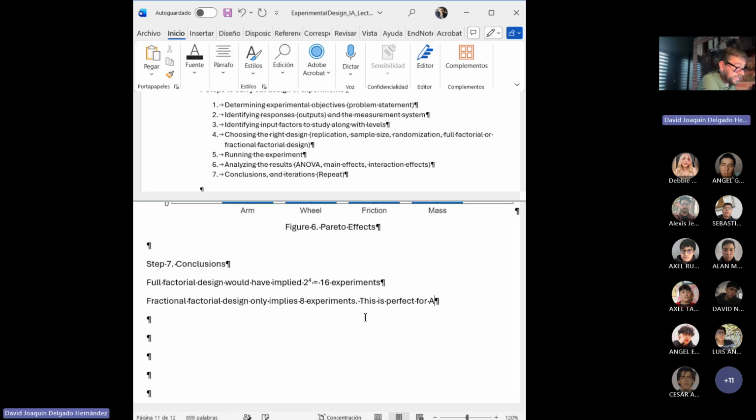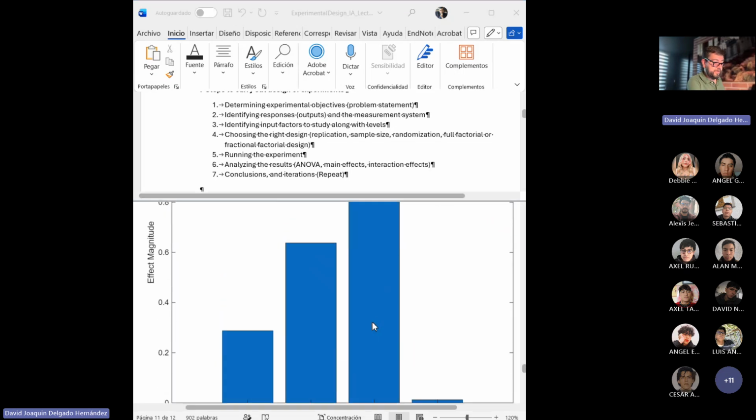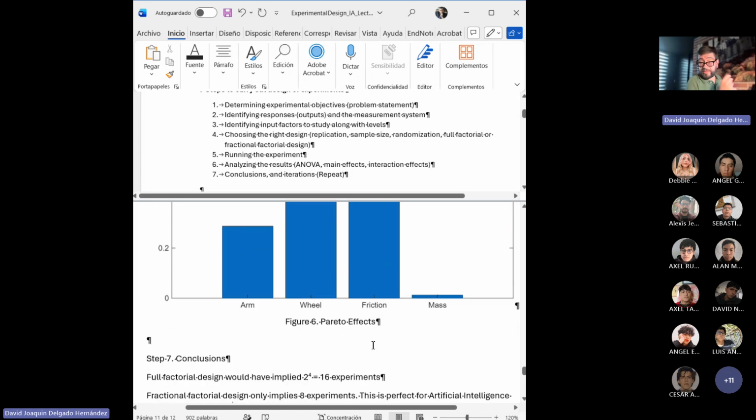for artificial intelligence parameter screening. So if I can find out which are the important factors, I can use a fractional factorial design. As you can see here, I can quickly see that the two factors that matter the most are friction and weight. That's it. And I did it in a much faster way.